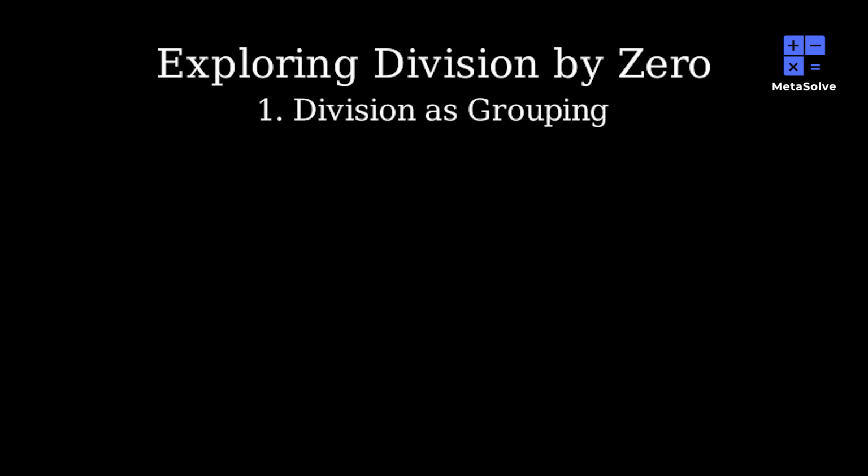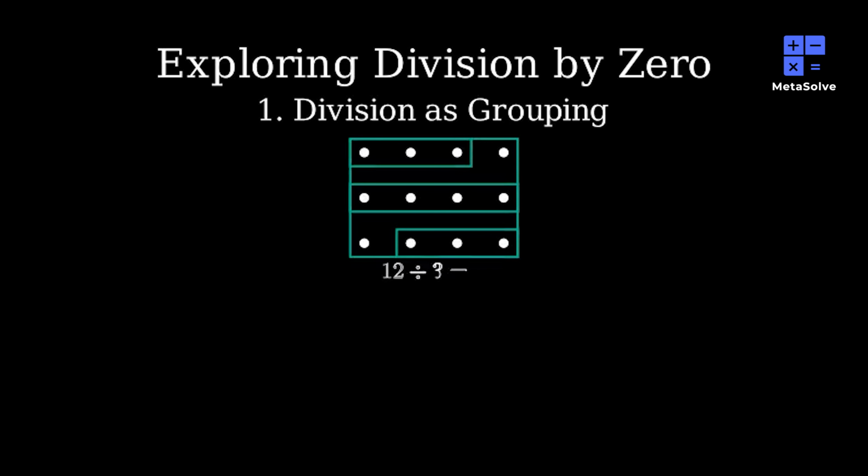Often, we think of division as repeated subtraction or splitting things into groups. For example, 12 divided by 3 equals 4. That means if you have 12 objects, you can split them into 4 groups, each with 3 objects. But what about 12 divided by 0? If you try to make groups of 0 objects out of 12, you can never make a single group because 0 times anything is always 0. So this question doesn't have an answer. There's no way to split 12 into groups of 0.